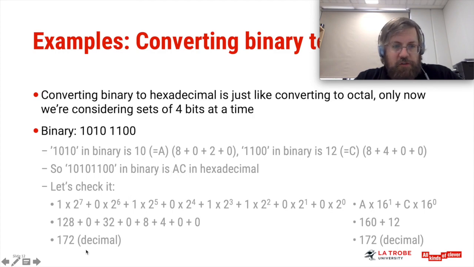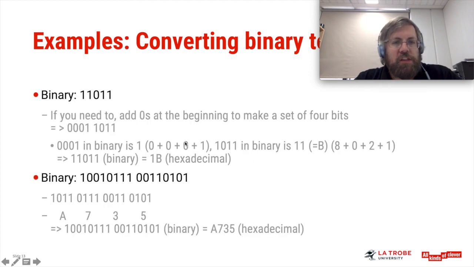You can follow the check here. Converting directly from binary to decimal, we get 172. Converting from AC in hexadecimal to decimal, we also get 172. Mission accomplished. Okay? We can look at some more examples.